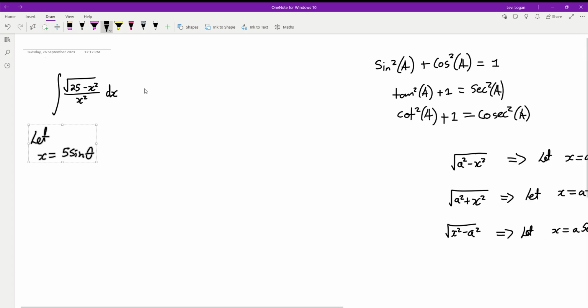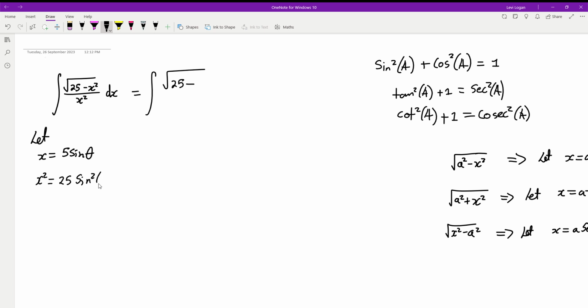This is what we get. So we'll get the integral of the square root of 25 minus x squared. So this is x, so x squared. Square this entire term, so you have 25 sine squared theta. If you see sine squared of an angle, what that means is sine of that angle all squared. That's just notation that mathematicians use, okay?